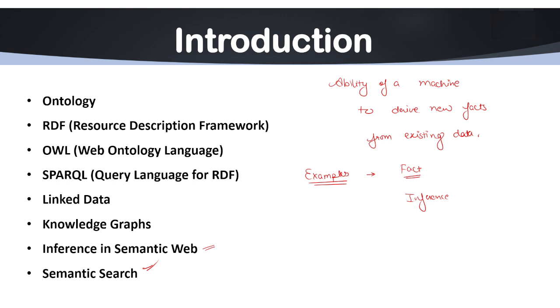Next we have semantic search. Search that understands the meaning of the query, not just the keyword. Why is semantic search important? Because it gives more accurate results. And semantic search is used in search engines like Google, Bing, and AI powered search tools. So, all these are some important related topics of semantic web.